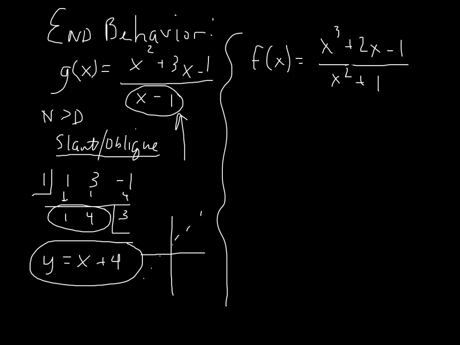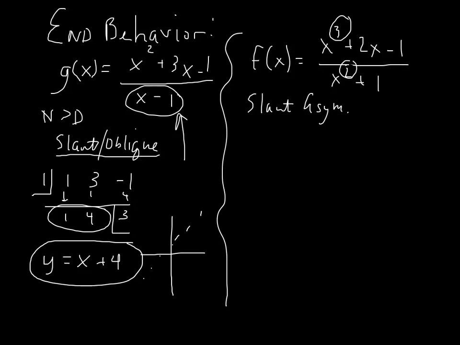If I go over to f of x, same thing results. I have a degree of 3 on top and a degree of 2 on the bottom. So this is going to go to a positive or negative infinity. So it's not going to follow a horizontal asymptote. It would be the same thing as the right. It would be a slant asymptote. And what we have to do is divide the top by the bottom.